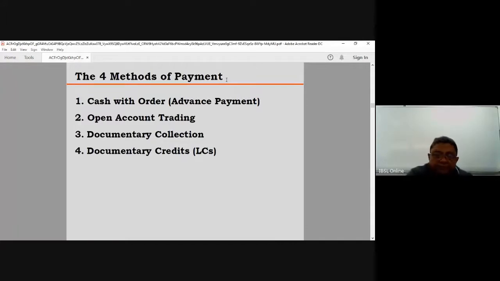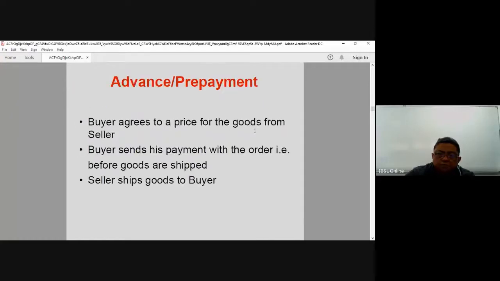I'm talking about 4 methods, okay? Cash with order, open account trading, documentary collection, documentary credits, right? These are the methods. Now, let us go to the first item, which is known as cash with order. It is known as advance payment or prepayment. Paying in advance or paying prepayment, both have the same meaning, right? There you are paying.